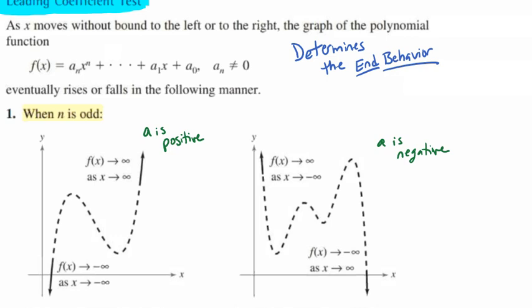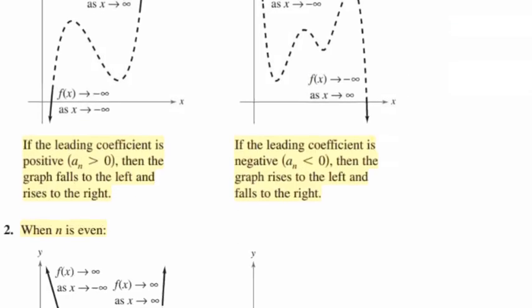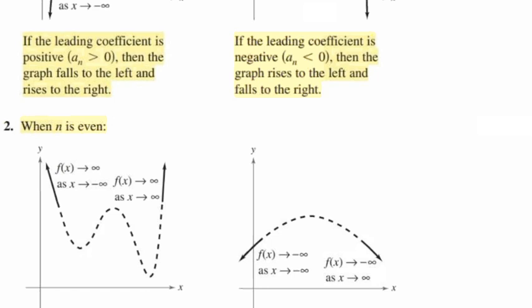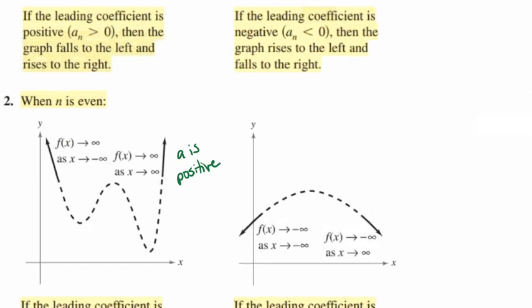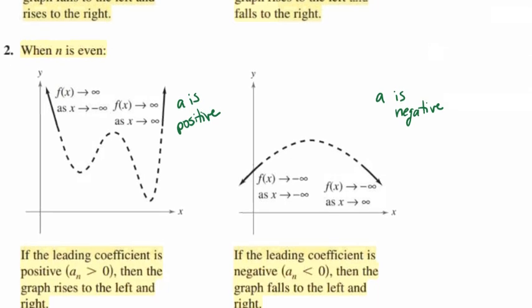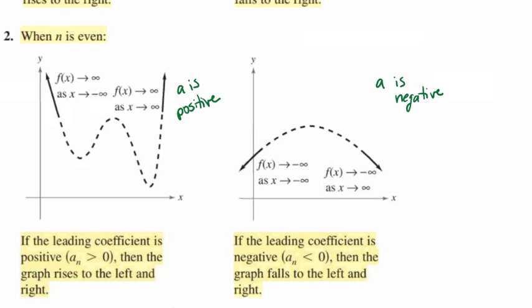n doesn't have to be odd. n can also be even. And just like with odd, we have two choices: a can be positive or a can be negative. So here we see an example where a is positive, and here's an example where a is negative. Notice that when a is positive, the graph rises to the left and to the right, whereas if a is negative, then the graph falls to the left and it falls to the right.